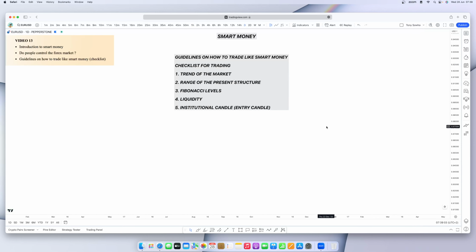So these are the checklists. Number one, the trend of the market. Number two, the range of the present structure. Number three, the Fibonacci levels. Number four, liquidity. Number five, institutional candle, which is the entry candle. So the next couple of calls, I will be talking about this checklist one by one. Trend of the market is going to be one video, range of the present structure, one video, Fibonacci levels, one video, liquidity, one video, institutional candle, one video. It's going to be an amazing, amazing call.